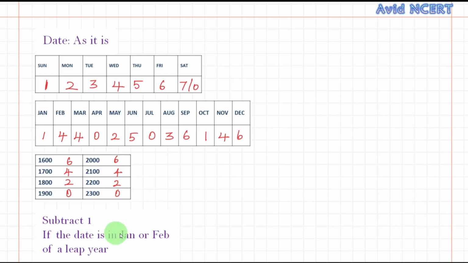And then we have to subtract 1 if the date is in Jan or February of a leap year. So how are we going to find a leap year? If the year is divisible by 4, then it is a leap year. For example, let's say 2012. We can even just check the last 2 digits, and 4 times 3 is 12. There is no remainder, so 2012 is a leap year. Whereas 2015 is not a leap year because when you divide the 15 by 4, it's 3, and 4 times 3 is 12, so there is a remainder. In that case, this is not a leap year. This is how we are going to find whether it's a leap year or not.